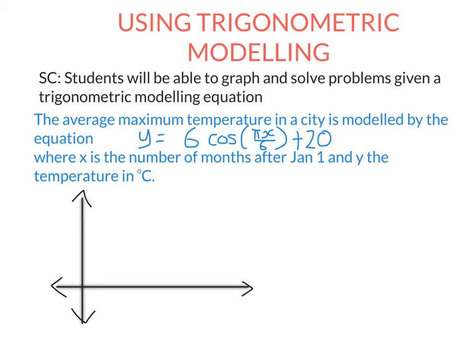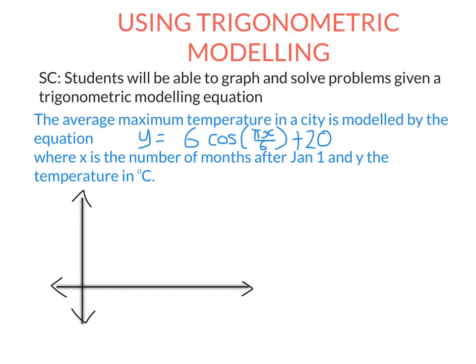Thank you so much for tuning into this video, in which I will give you a trigonometric equation that models some real-world data, and we'll answer some questions about it. So let's look at this example. The average maximum temperature in a city is modeled by this trigonometric equation. Of course, it's trigonometric because of the cos here. So x is the number of months after January 1, and y is the temperature in degrees Celsius.